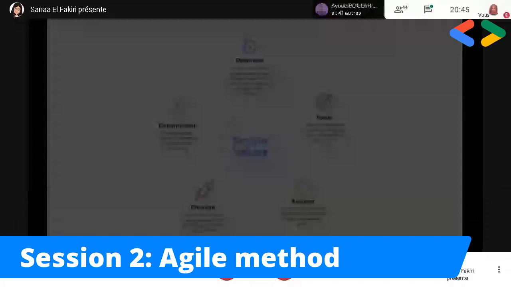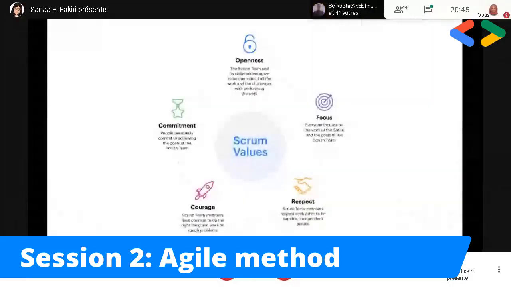Here are the 5 values of Scrum. Let's see first the commitment, for example. Commitment means that the Scrum team must commit to achieving its goals and to supporting the other team members. Next, let's take the focus. What does the focus mean? It means that the Scrum team's primary focus is on the work of the sprint. So we should all focus on the work of this sprint so that we make the best possible progress towards these goals.